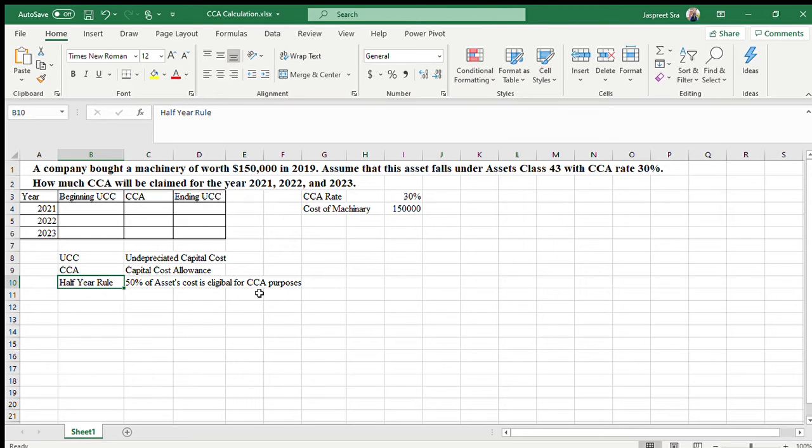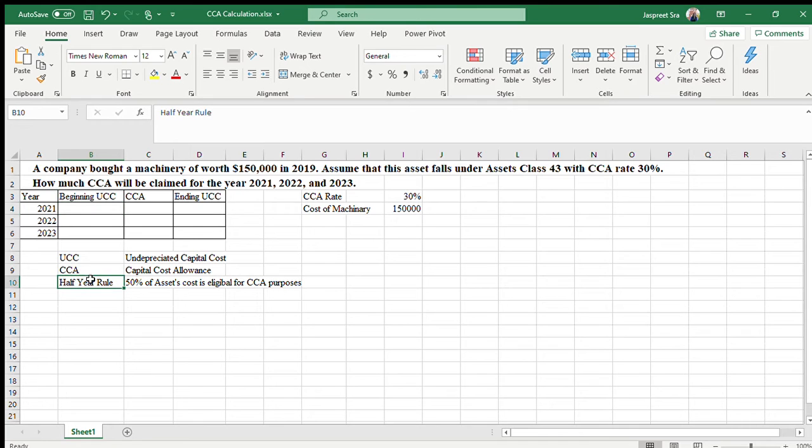So let's do one question, how to compute CCA. So a very simple question here. A company bought a machinery worth 150,000 in 2019. Assume that this asset falls under asset class 43 with the CCA rate 30%. You need to compute CCA. In simple terms, how much CCA will be claimed for the years 2021, 2022 and 2023? So let's start.